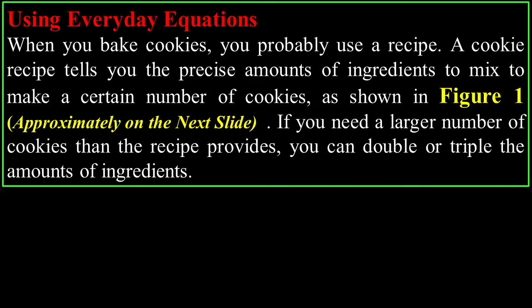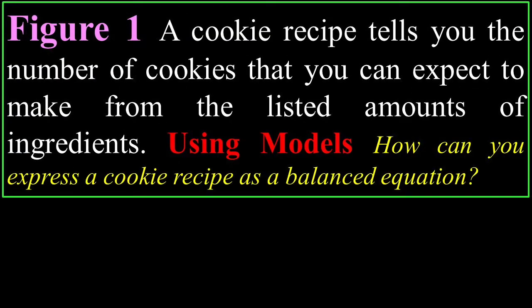When you bake cookies, you probably use a recipe. A cookie recipe tells you the precise amount of ingredients to mix to make a certain number of cookies, as shown in Figure 1, approximately the next slide. If you need a larger number of cookies than the recipe provides, you can double or triple the amounts of ingredients. Figure 1, a cookie recipe, tells you the number of cookies that you can expect to make from the listed amounts of ingredients using models.